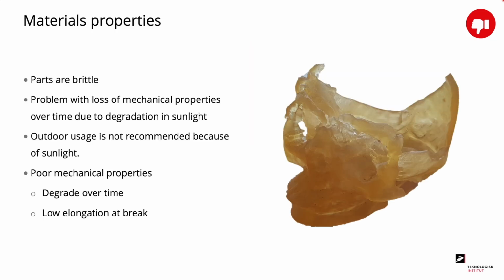The main disadvantage of material jetting is the material properties, because the parts are better to look at than they are to use. The parts are very brittle, you have a problem with loss of mechanical properties over time due to degradation in sunlight, and for that reason it's not recommended to use the parts outdoors. You also have very poor mechanical properties, and the parts degrade over time, and you get low elongation at break.